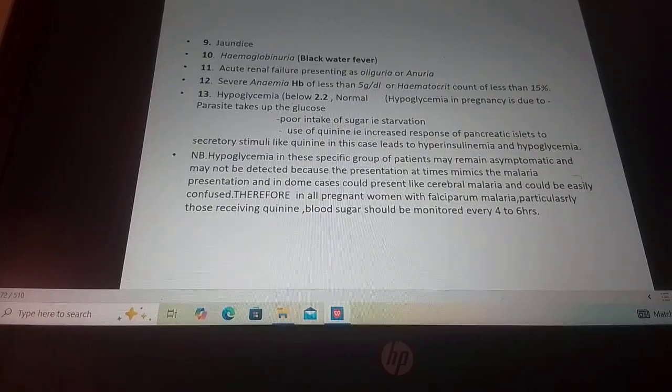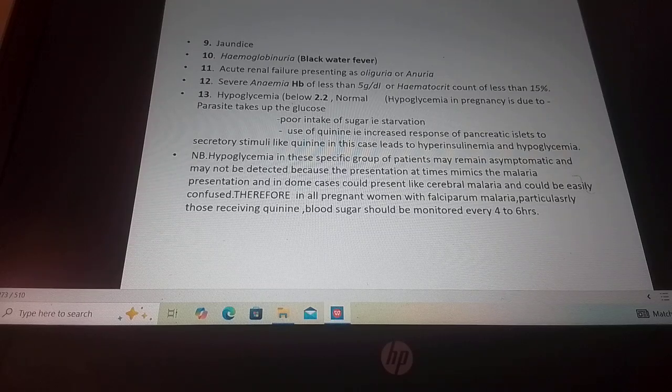Then another thing, we talked of jaundice. So remember, jaundice is there. We are also saying that in severe malaria we could present with hemoglobinuria, what we are calling black water fever. Then acute renal failure will present as oliguria or anuria. Then severe anemia, that is Hb of less than 5, and a hematocrit of less than 15%. Hypoglycemia is another one, blood glucose below normal, that is 2.2.